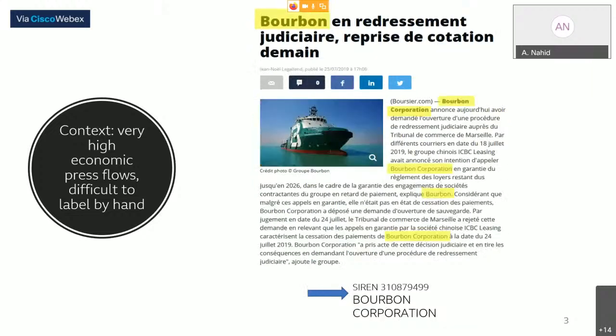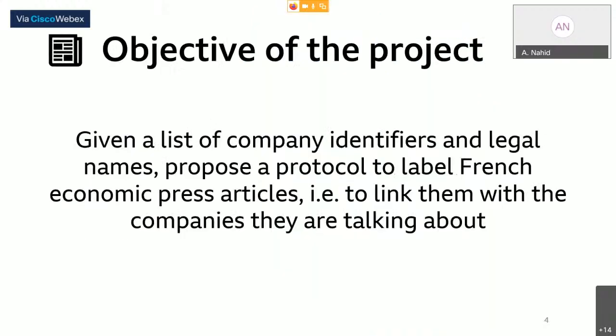Or you might have other cases where a company is referenced with its legal name, but also with a short version of the name. For example, here we have Bourbon Corporation, which can also be referred to as Bourbon only. So the objective of the project was, given a list of company identifiers and legal names, to propose a protocol that would label French economic press articles and link them with the companies they are talking about.